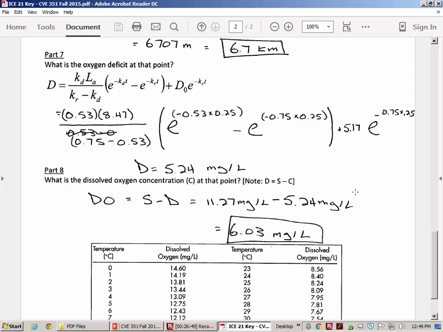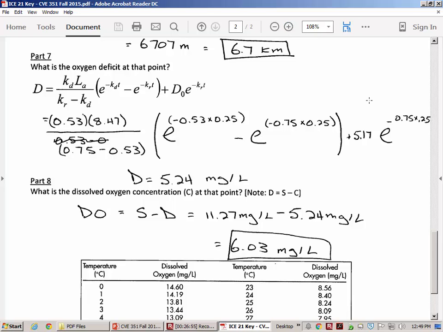Okay, part 7 and 8 is substituting into the formula for D. So the magnitude of the deficit is 5.24 milligrams per liter. That's how far below saturation it will be at the location we're worried about. It'll be 5.24 milligrams per liter lower than it ought to be. So for saturation, we're assuming that it hasn't heated up or cooled down at all as the water has been flowing, and that's an okay assumption. In a quarter of a day, water temperature changes very slowly in the environment, so it's not so bad to assume that the temperature has been constant.